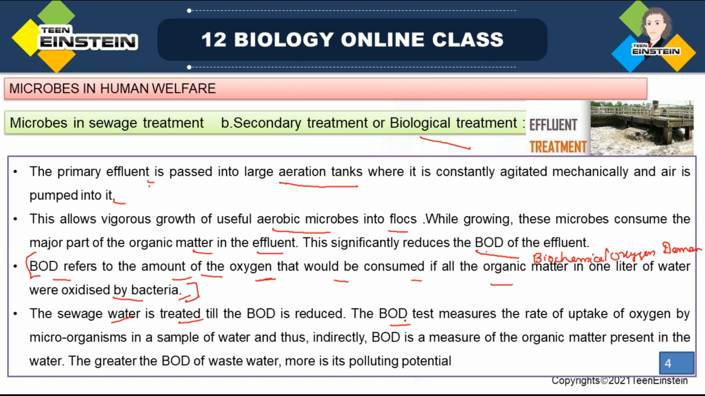In the biochemical oxygen demand test, what does the test measure? The rate of uptake of oxygen. See, if you are conducting the BOD test, what is it measuring? The rate of uptake of oxygen by microorganisms in a sample of water. Okay, in a sample of water, the rate of uptake of oxygen by the microorganisms is what is getting tested.